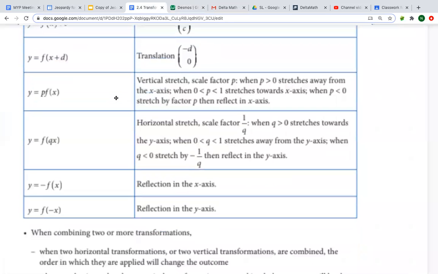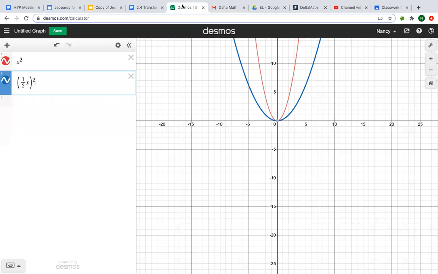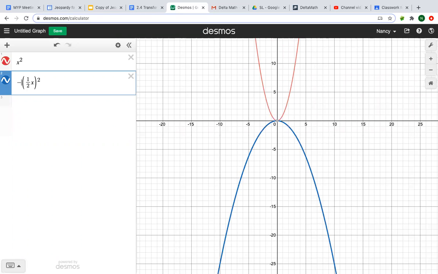Continuing on, we have a reflection over the x-axis and a reflection over the y-axis. If we want to reflect over the x-axis, we put a negative out in front. So now if I put a negative out in front, it flips it over the x-axis.